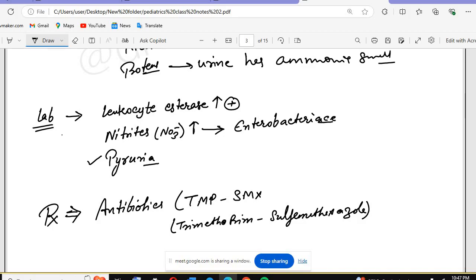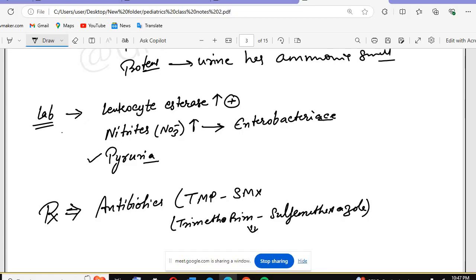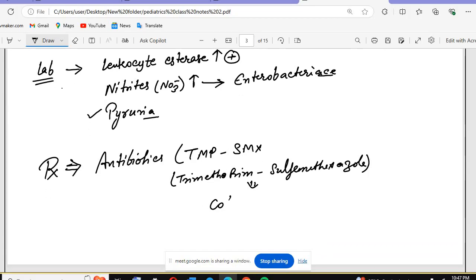Okay, and we also call this cotrimoxazole. The common name, or brand name, of this drug is cotrimoxazole. So that is trimethoprim and sulfamethoxazole that we can give in this patient. Cotrimoxazole is a mixture of trimethoprim as well as sulfamethoxazole.